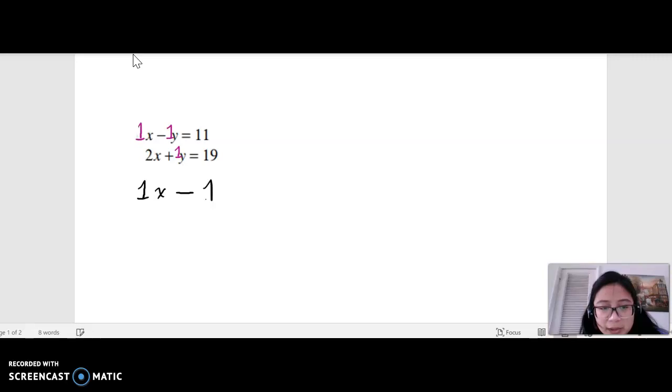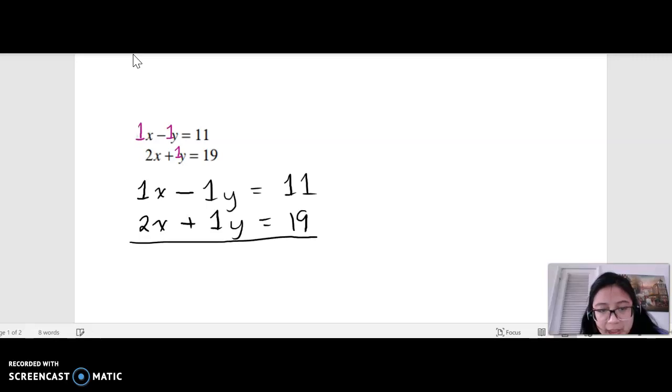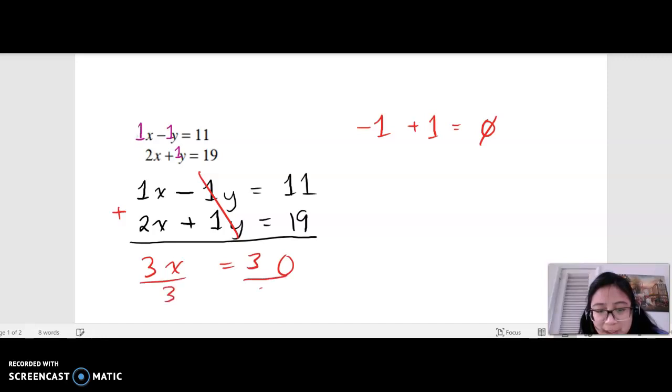1x minus 1y is equal to 11. 2x plus 1y is equal to 19. And the same thing is going to happen. I want to look for the inverses. So 1 and 2, they're not inverses, but we have a negative 1 and a positive 1. That one's going to work out. So once I cross that out, I can go ahead and add the rest of them. So 1x plus 2x is 3x. 11 plus 19, that's just 30. And I could divide both sides by 3, and I get x is equal to 10.